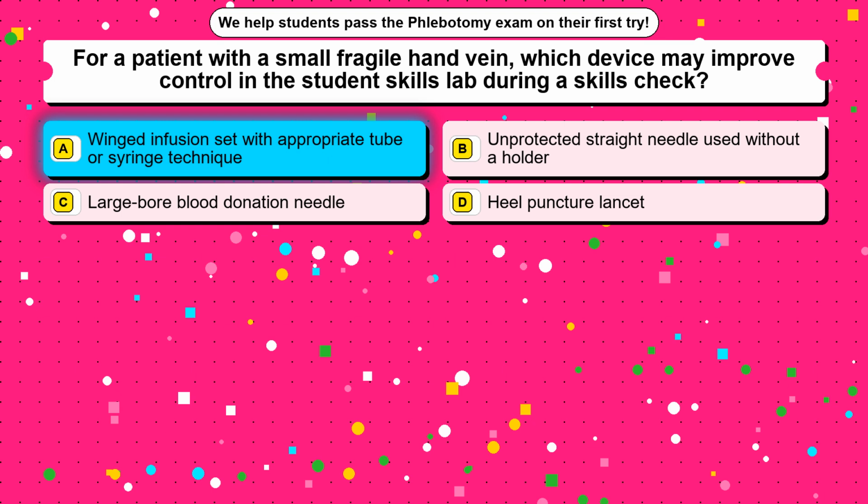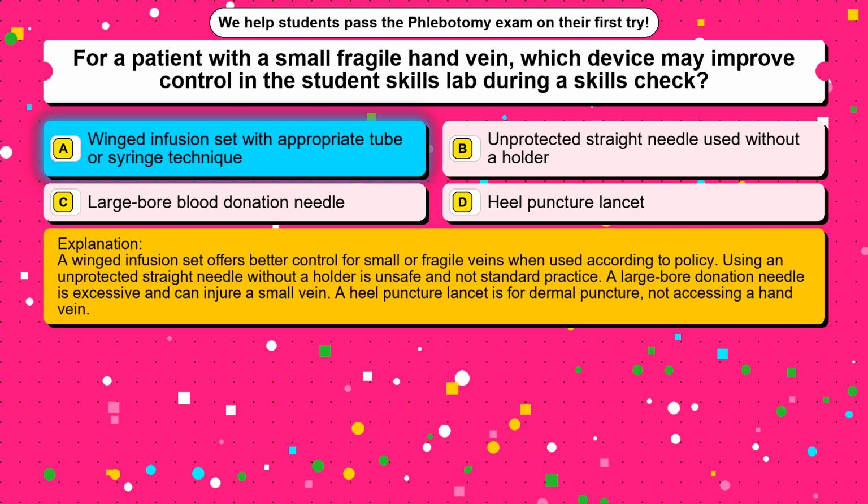Winged infusion set with appropriate tube or syringe technique. A winged infusion set offers better control for small or fragile veins when used according to policy. Using an unprotected straight needle without a holder is unsafe and not standard practice. A large bore donation needle is excessive and can injure a small vein. A heel puncture lancet is for dermal puncture, not accessing a hand vein.